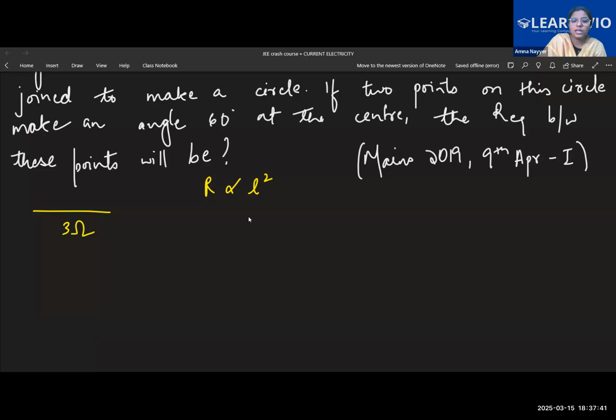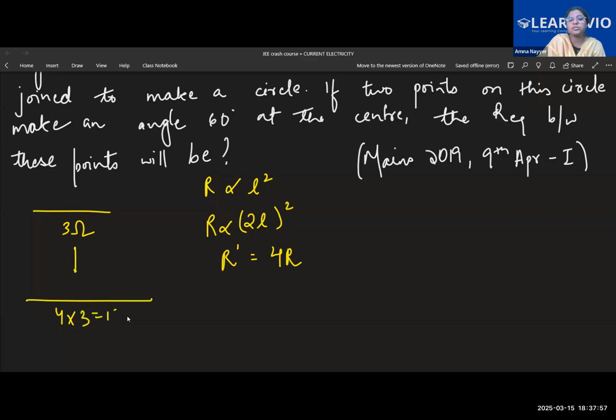Means now the length is doubled. So our resistance, which depends on the length, now the new resistance will be 4 times the previous resistance. So now when you have elongated the wire, it will be 4 times the previous one, that is 12 ohm. Some things have been solved right there.